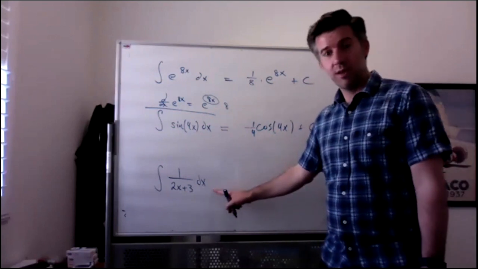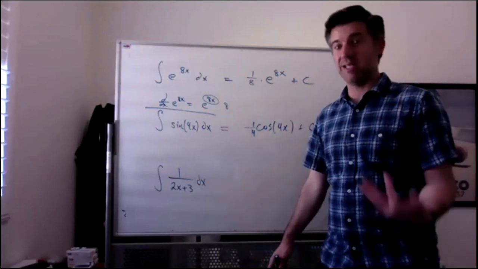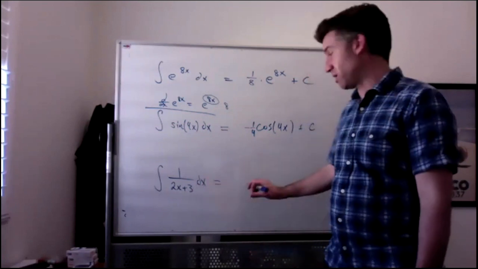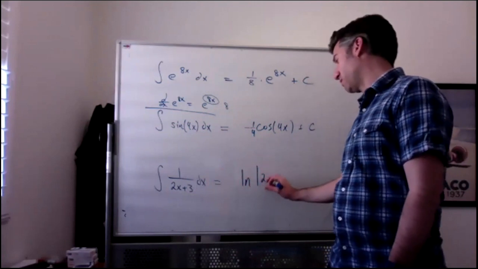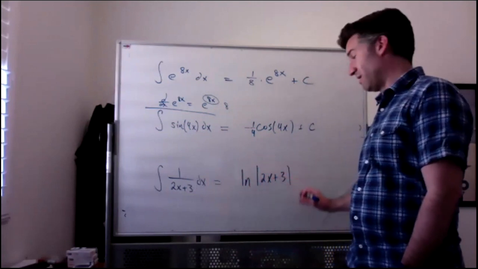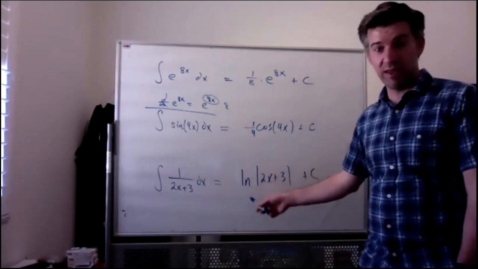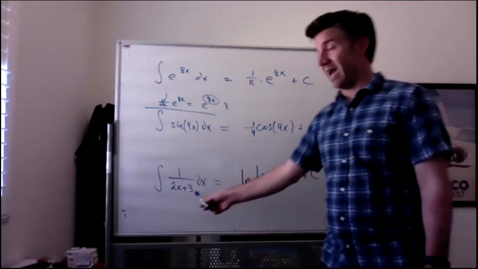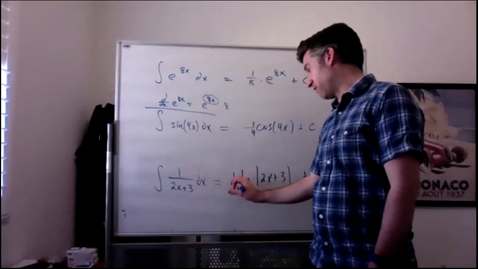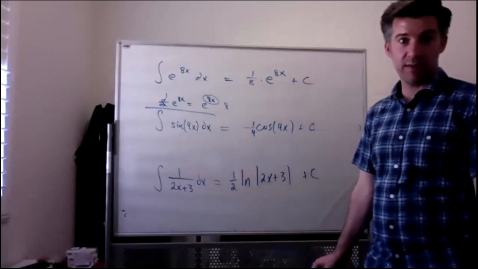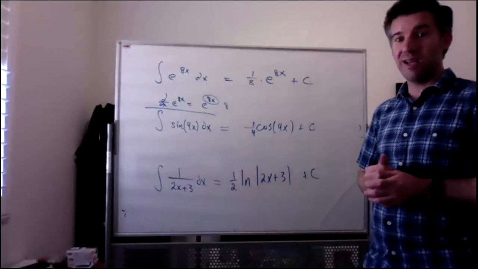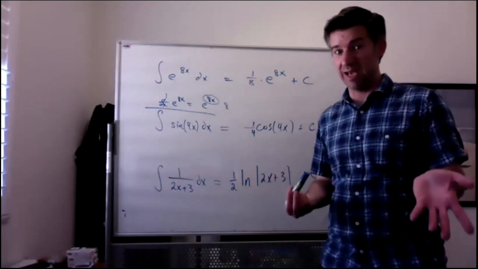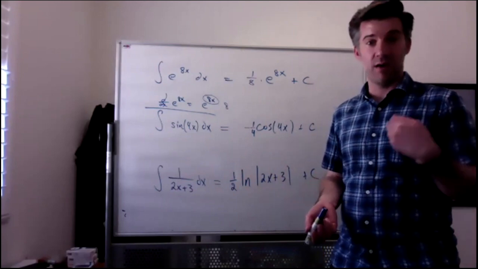Same deal here. I know the integral of 1 over x is the natural log of the absolute value of x. So I know the integral of 1 over 2x plus 3 is the natural log of the absolute value of 2x plus 3. But not quite, because the derivative of this is 1 over 2x plus 3 times 2. I don't have a times 2 here, so I'm going to divide by 2 to account for that. So in general, if you're integrating a function that you know, but you have something times x instead of just x, you typically end up dividing by that constant.